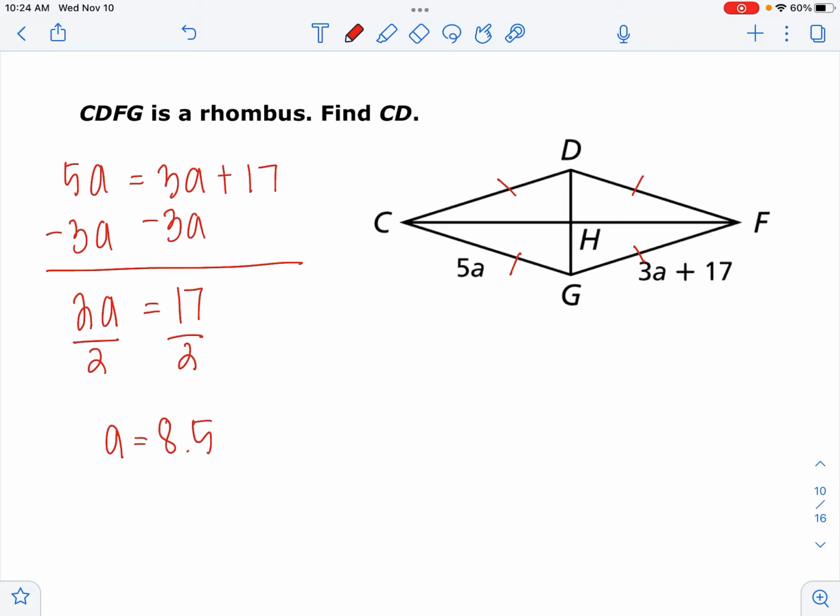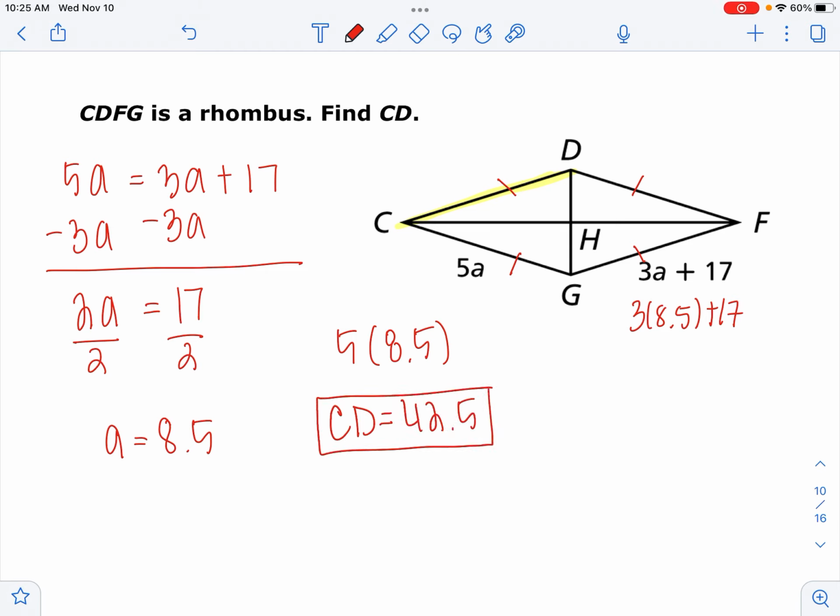If you look at the directions, it doesn't say find A, it says find CD. CD is this side right here. It's blank, but that doesn't mean you can't find it. It's the same as the other 4. So you can find any of the 4 sides, and that is what CD's length is. So I'm going to do 5 times 8.5, or I could have done 3 times 8.5 plus 17. It'll give me the same answer either way. I get CD is 42.5.